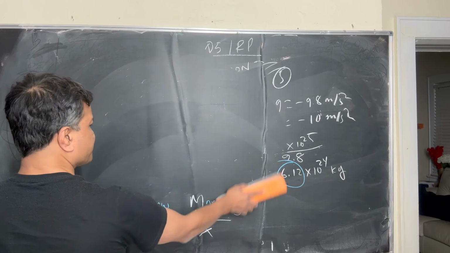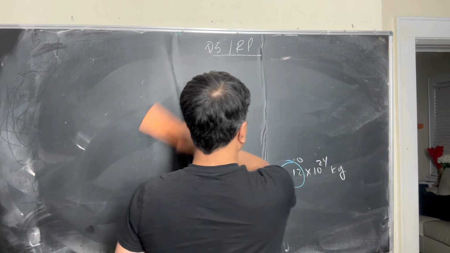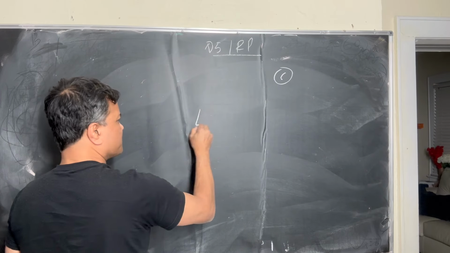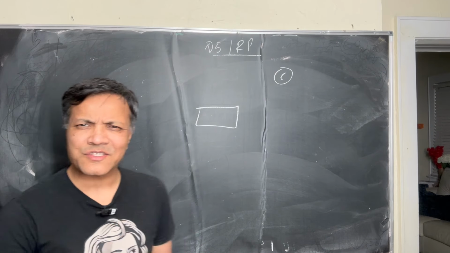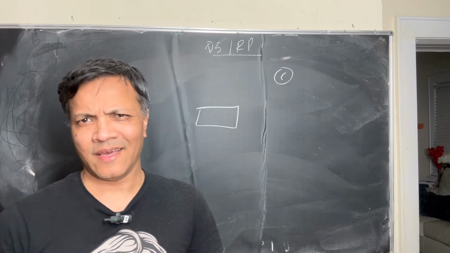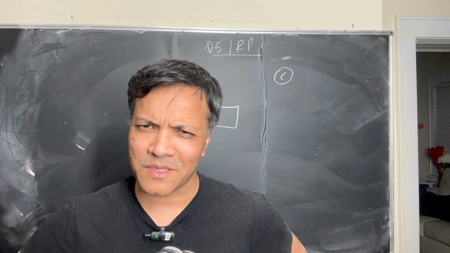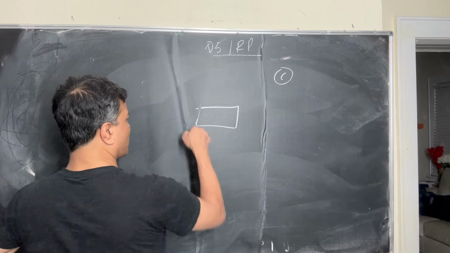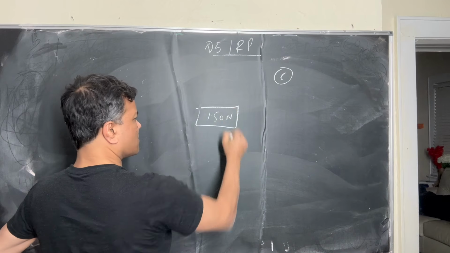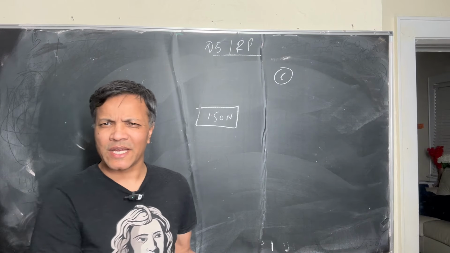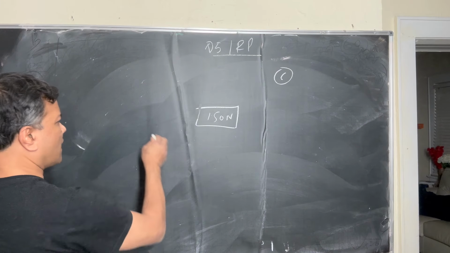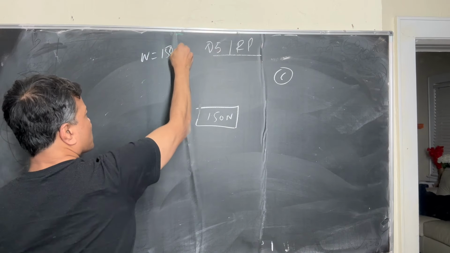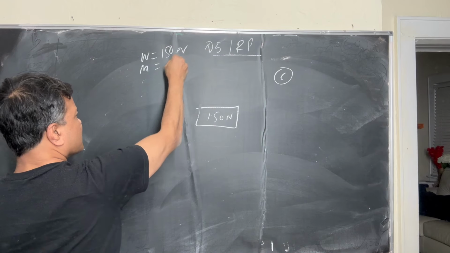Problem number 6 is very simple. Again, in problem 6, I did not give you the mass, I gave you the weight. But why do I have to give you mass when I give you weight? So what weight did I give you? I gave you 150 Newton. By knowing the weight, you know the mass. How? Divide by 10. So the weight is 150 Newton, so mass is 15 kilogram.